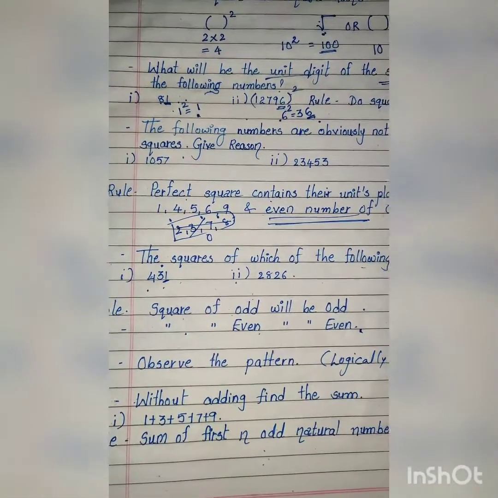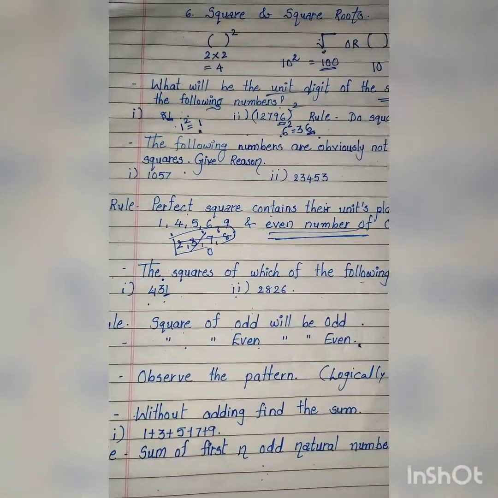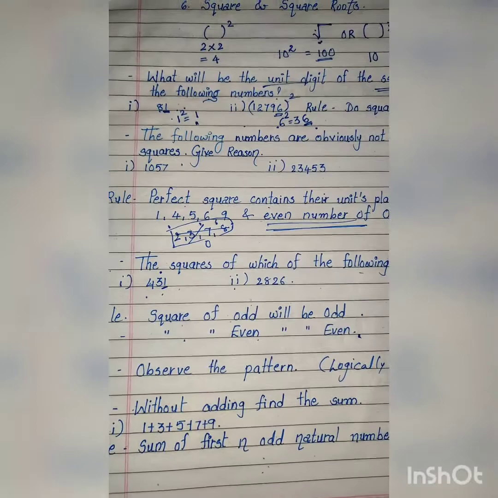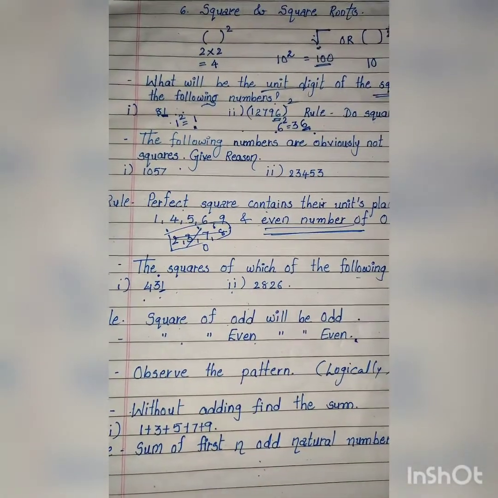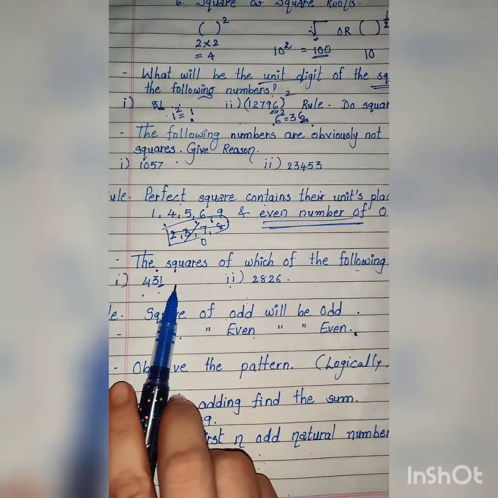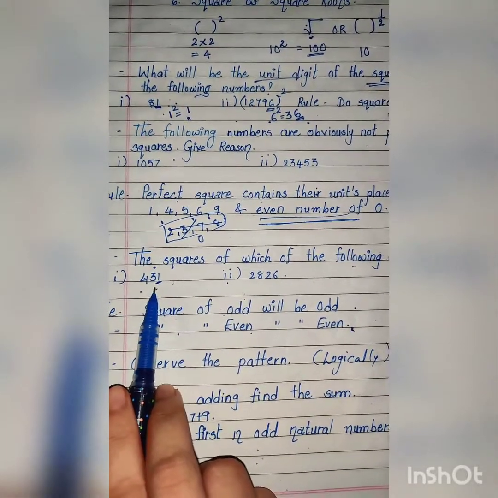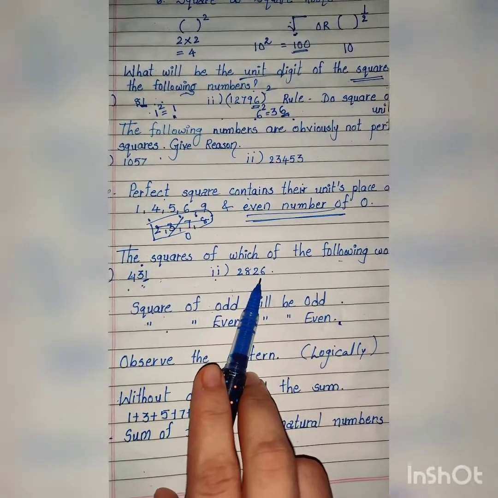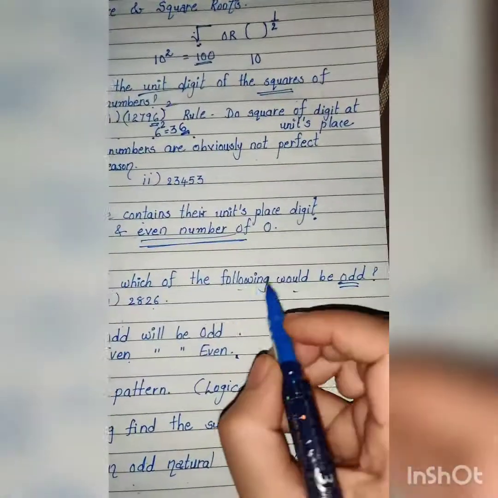So here if the digit is 1 3 5 7 or 9, then it is called as odd number, and if it is 0 2 4 6 or 8, then it is called as even number. So here 431 is odd number, hence its square will be odd, and here this is even, hence its square will be even. Let me give you some example for that.